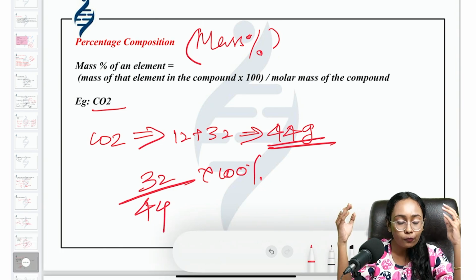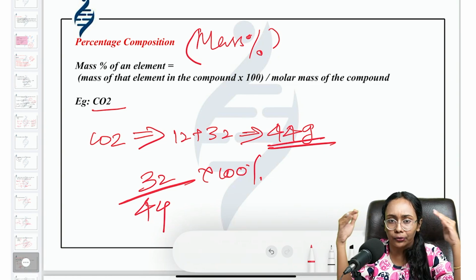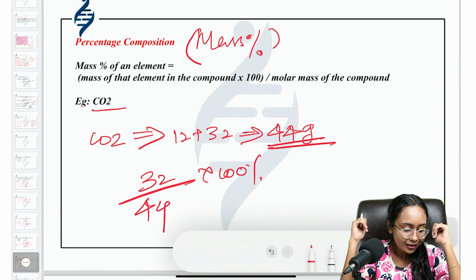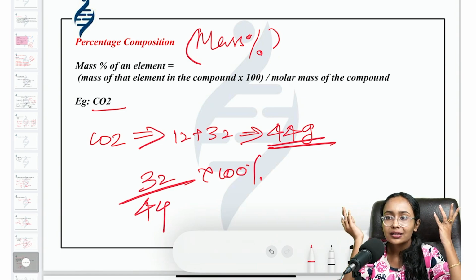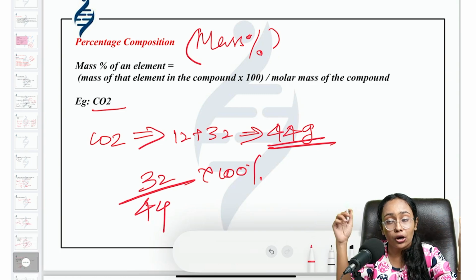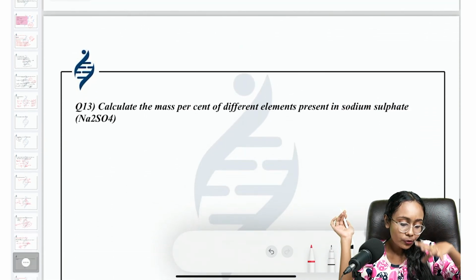So now, hopefully, are you clear? Are you ready with this topic? Are you okay with this topic? Mass percentage of something means what? It is the percentage of the mass of that component to the total mass of the substance.